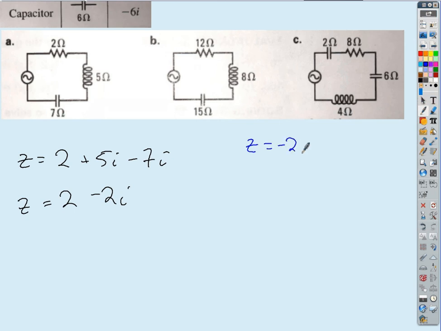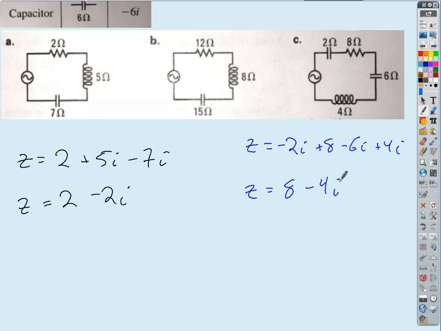So negative 2i plus just plain 8, because that's the resistor, minus 6i, because that's the capacitor, plus 4i. And then we add all these things up and we get 8. What's that going to give me? Minus 4i. Everybody agree? Okay.